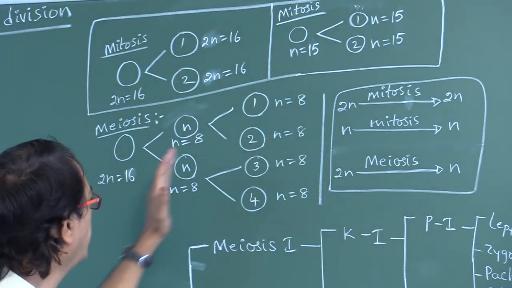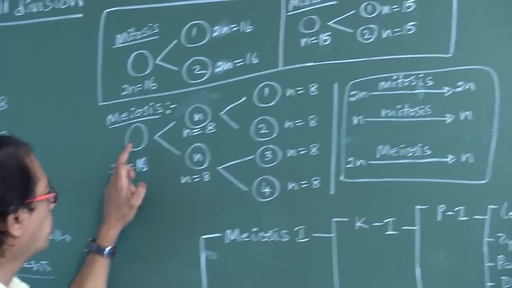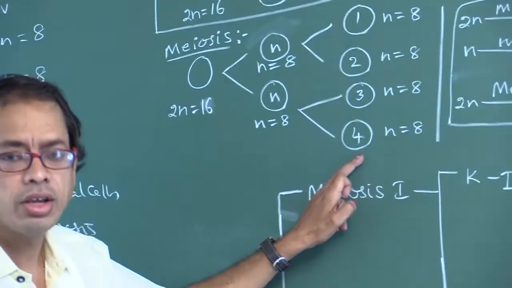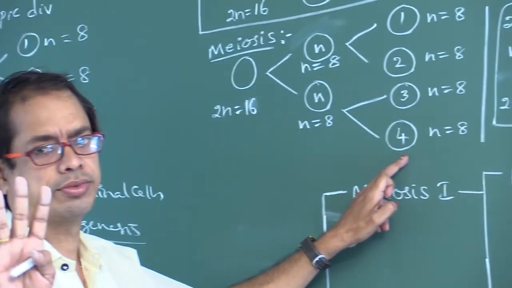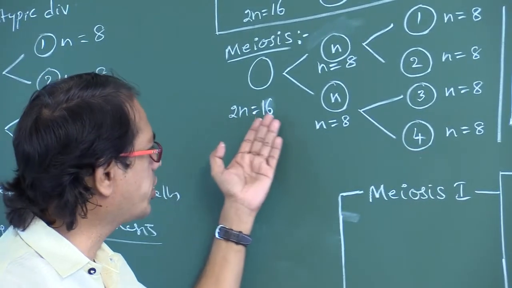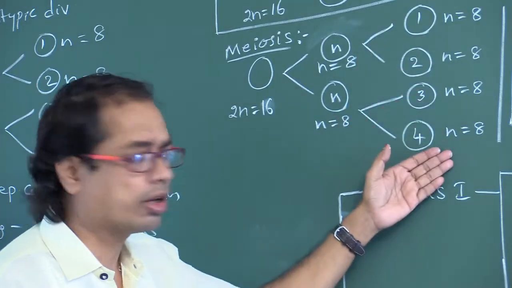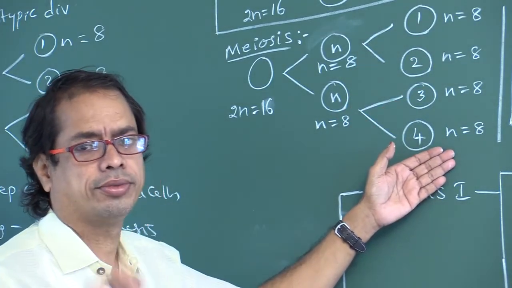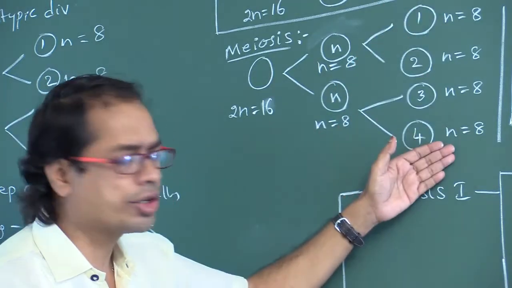Okay. Now here meiosis. In meiosis, one cell becomes how many cells? 4 daughter cells. Here 2n is equal to 16. Here n is equal to 8. Chromosomal number is reduced to half.